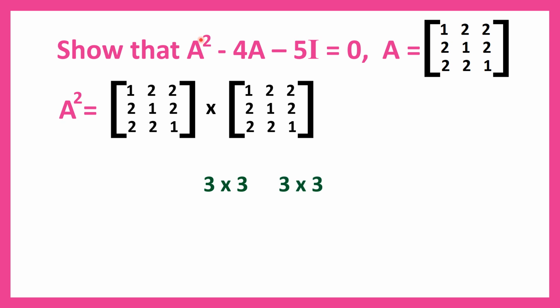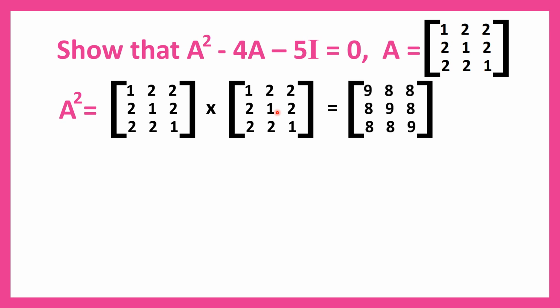So, the number of columns of the first matrix, that is this one, is equal to the number of rows of the second matrix. Thus, the multiplication is possible. And we can do the multiplication which will give rise to a resultant matrix as shown here. Matrix of 9, 8, 8, 8, 9, 8, 8, 8, 9. Now we got A square.